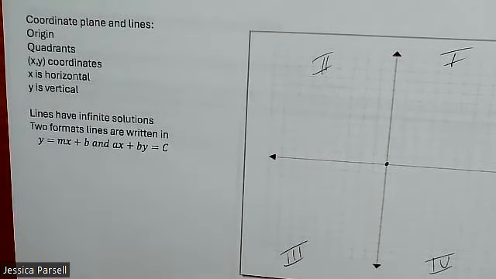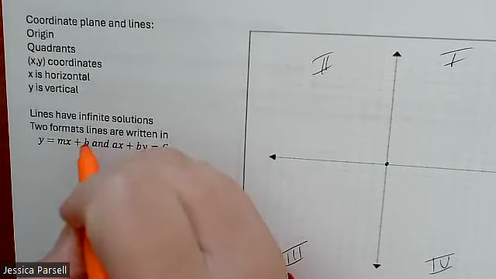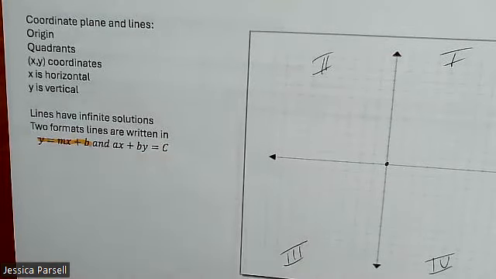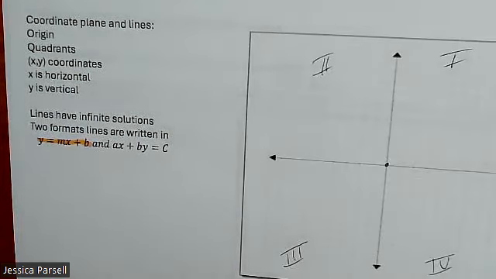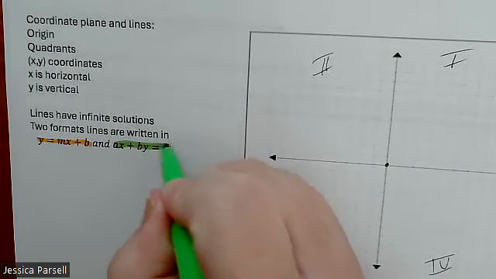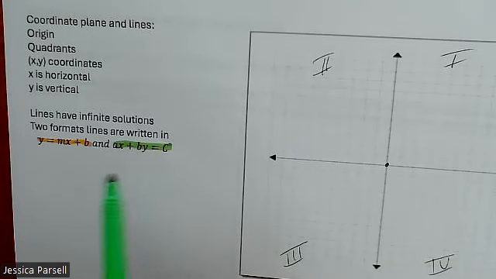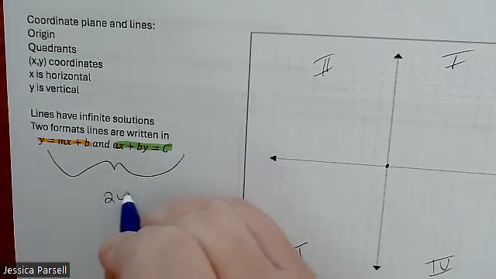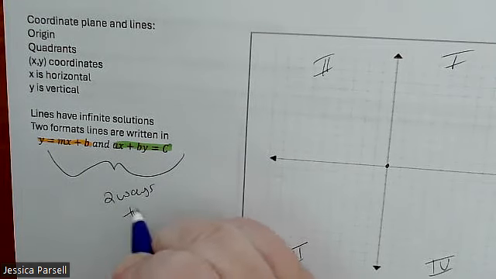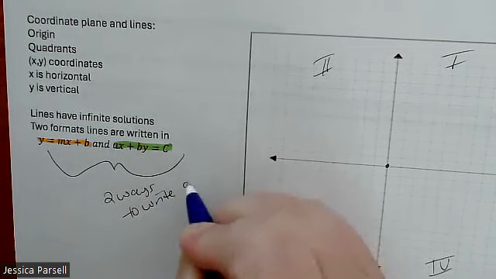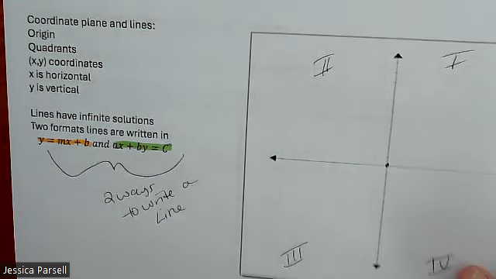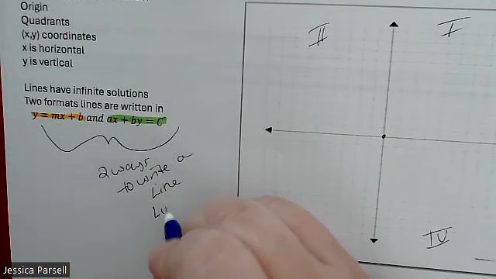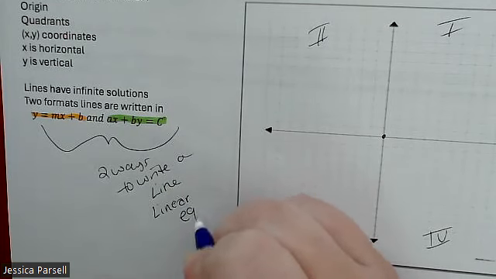Now, these are the 2 formats you'll see lines written in. You'll see it in Y equals MX plus B format. You'll also see it in AX plus BY equals C format. So depending upon these different formats is how we're going to attack graphing the line. So these are 2 ways to write a line. And sometimes they call it a linear equation.